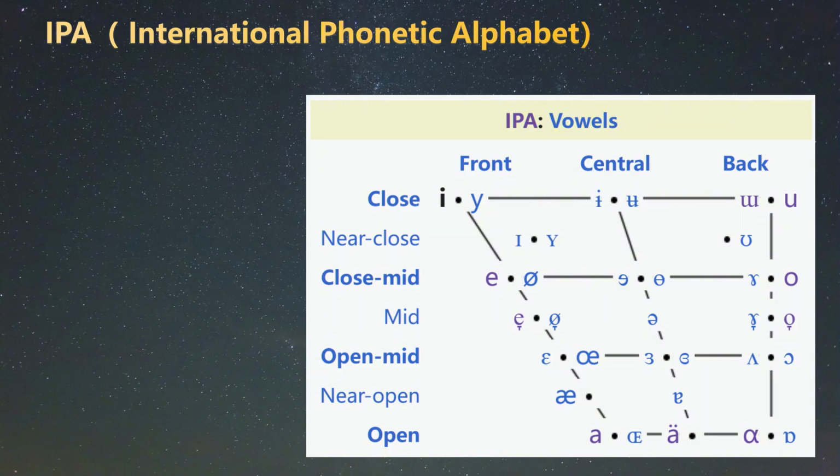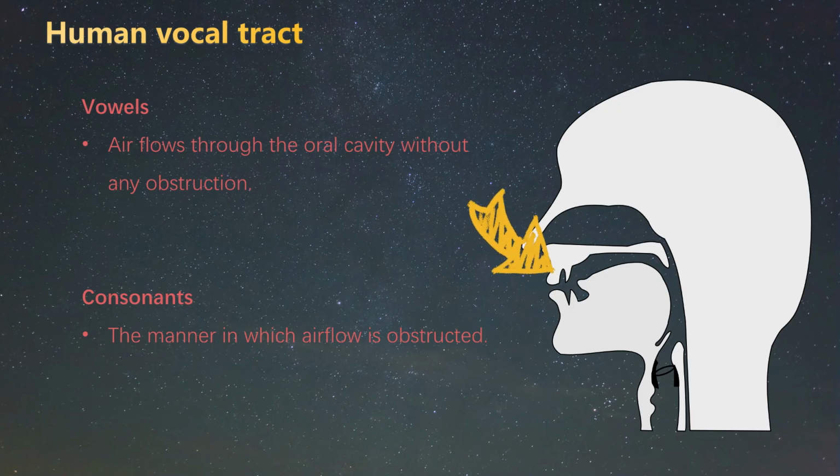Therefore, IPA can represent not only English but also the pronunciations of nearly all languages, such as Japanese and French, among others. Trust me, if you want to achieve accurate pronunciation, you really need to master this tool called IPA. First, let's take a look at a cross-section of the human vocal apparatus.